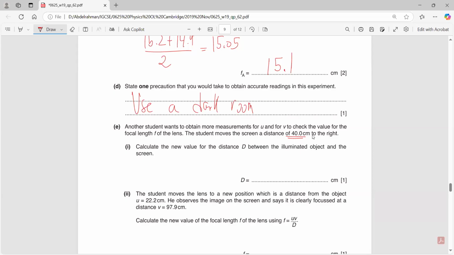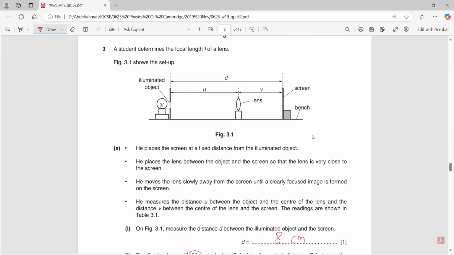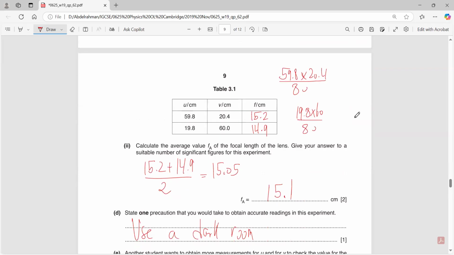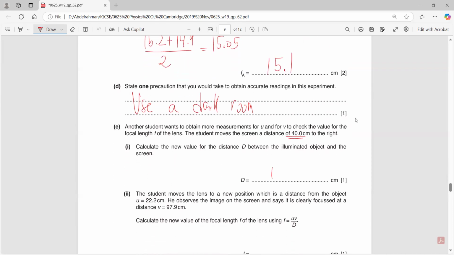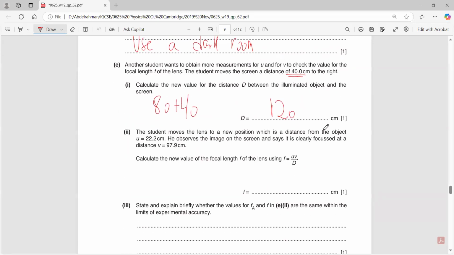If you move the screen to the right, the actual distance was 80 centimeters. So small d was 8 centimeters, capital D was 80 centimeters. If you move the screen 40 centimeters to the right, the total distance would be, just add 40, exactly 120 centimeters. 80 plus 40. This one moves the lens to a new position, which has a new V and a new U.